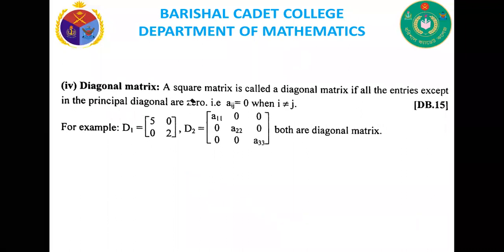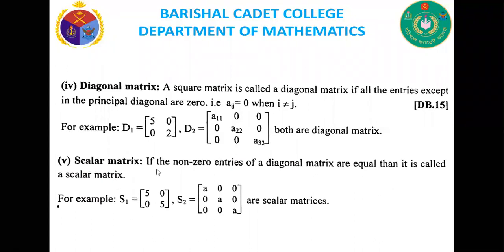Now, diagonal matrix. A square matrix is called a diagonal matrix if all entries except in the principal diagonal are 0. All the entries except the principal diagonal are 0. That is, a_ij where i is not equal to j. Here i equals j, so a11, a22, a33, these 3 entries have some values and all other entries are 0. If this happens, then this type of matrix is called the diagonal matrix.